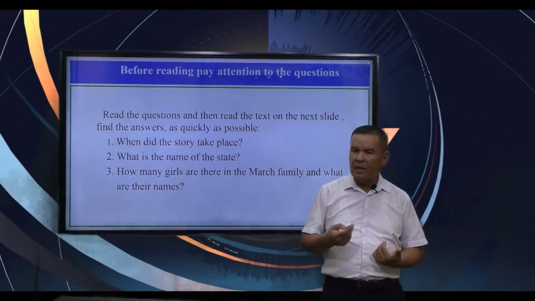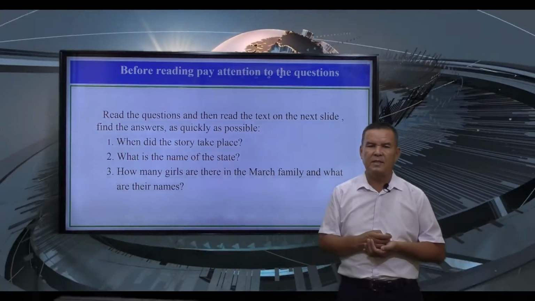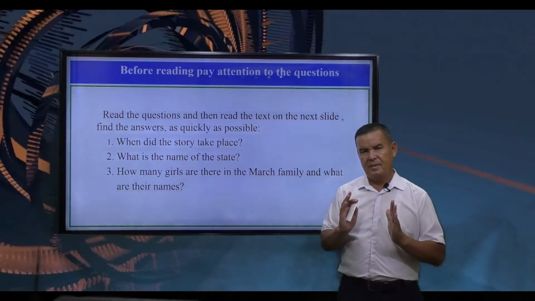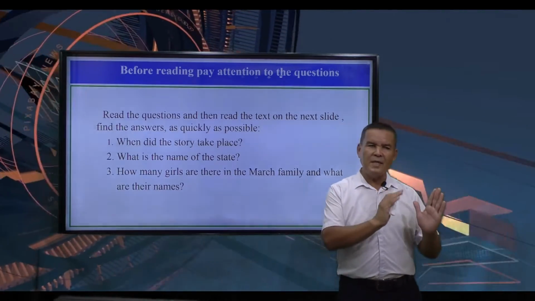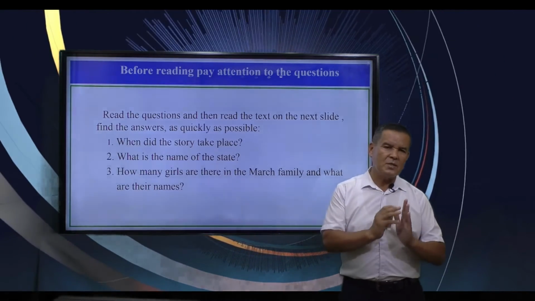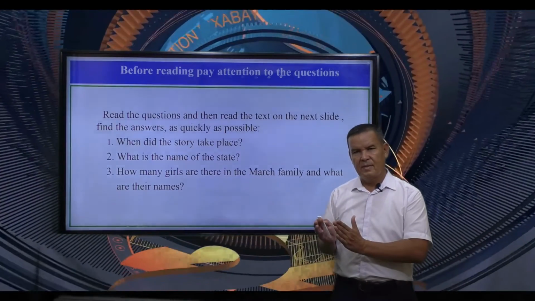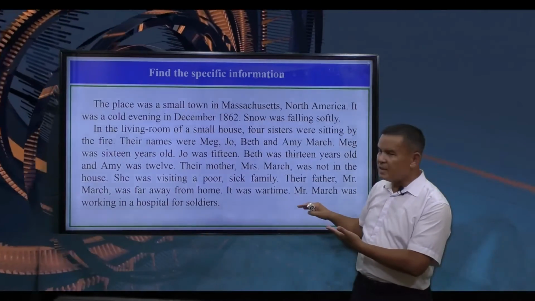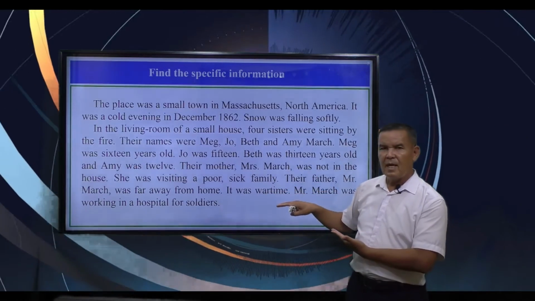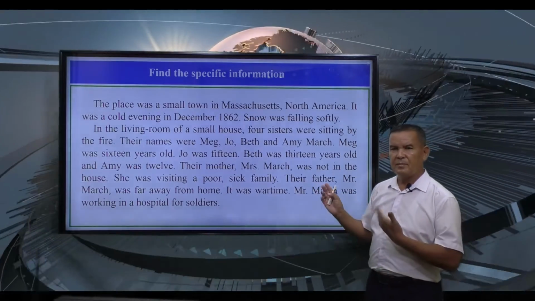Okay, and now we will practice. Before reading, pay attention to the questions. The first, when did the story take place? Second, what is the name of the state? Third, how many girls are there in the March family and what are their names? Okay, you have 2 minutes to look through this text and answer the questions. Begin.